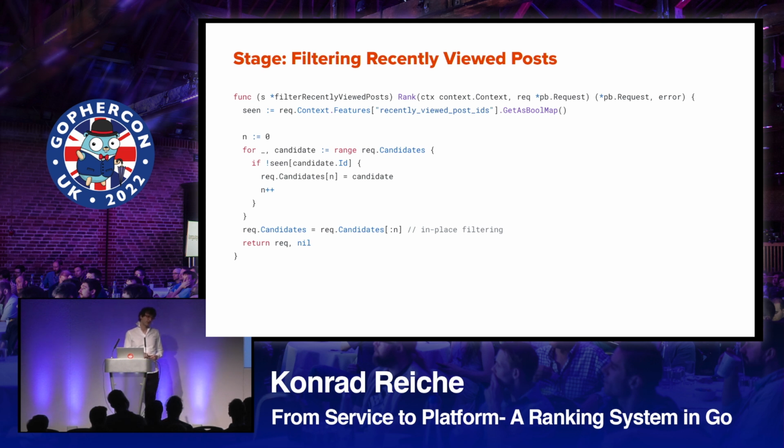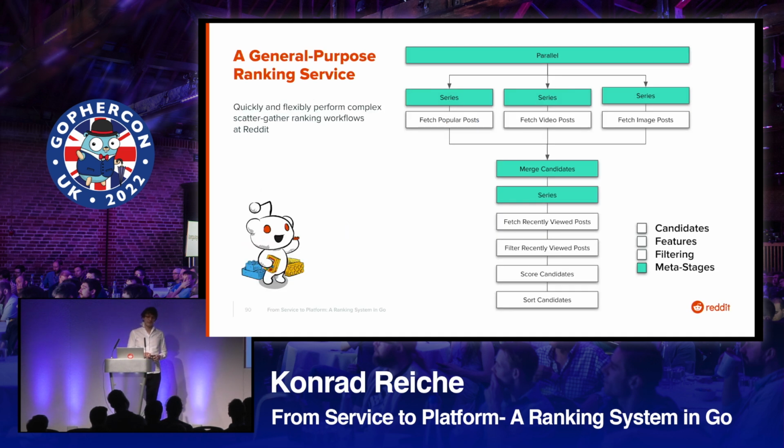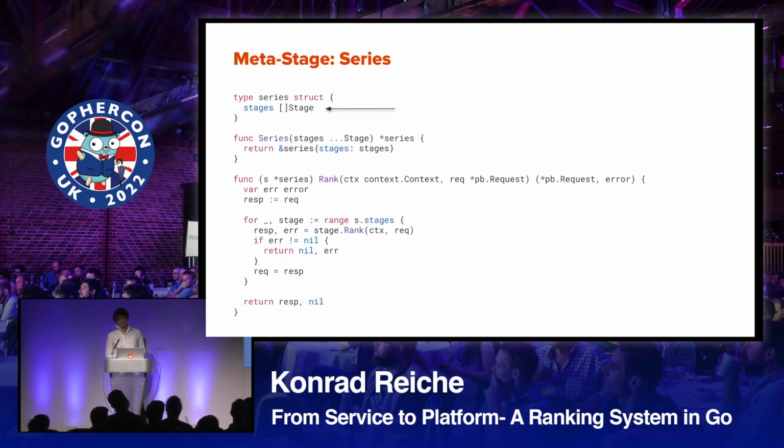Okay, what about meta stages? Meta stages are really the glue that holds the ranking pipeline together. For example, the series stage. It holds substages in a field, and the initial response is set to the request. And then each individual stage is executed in sequence.